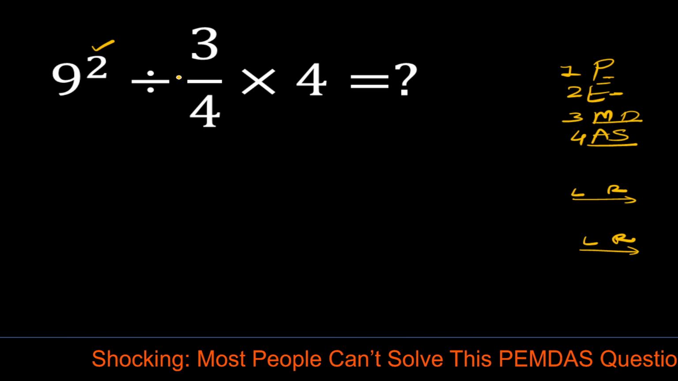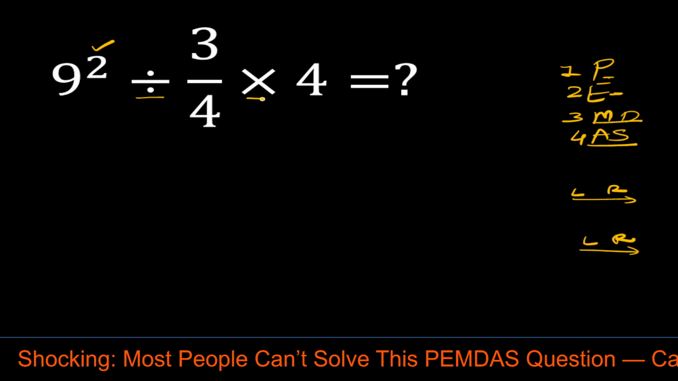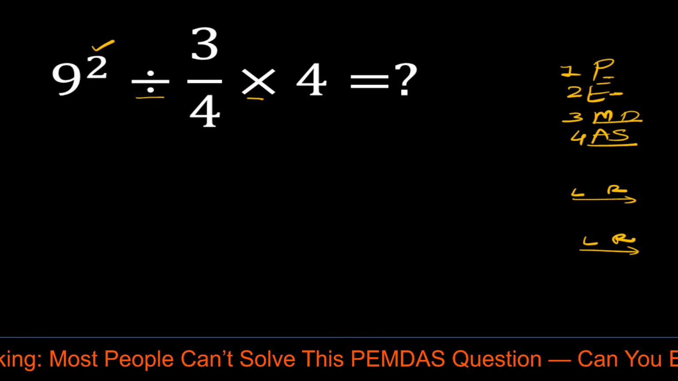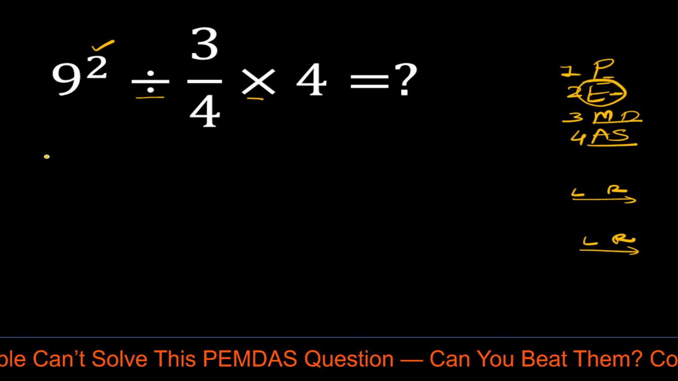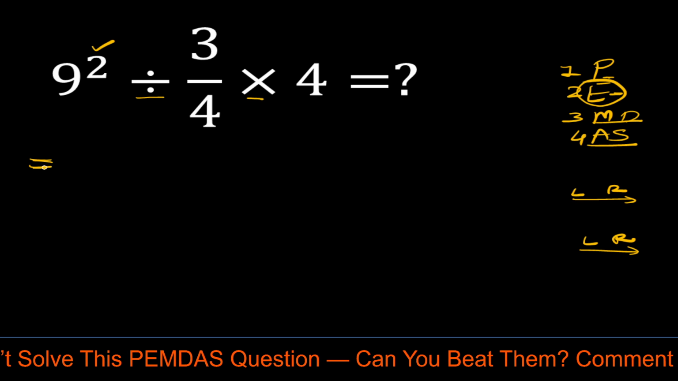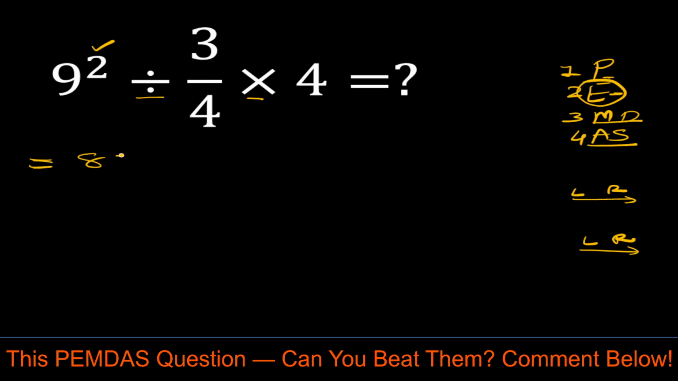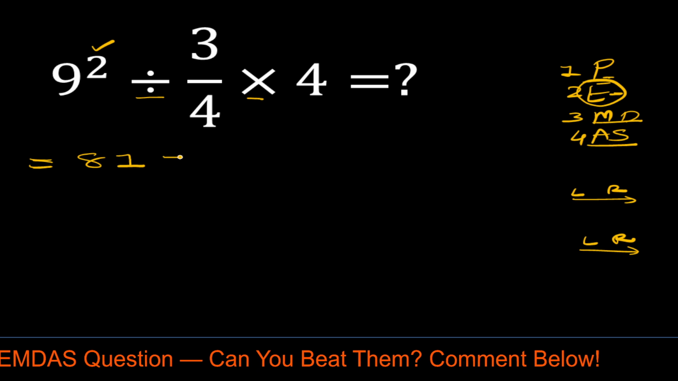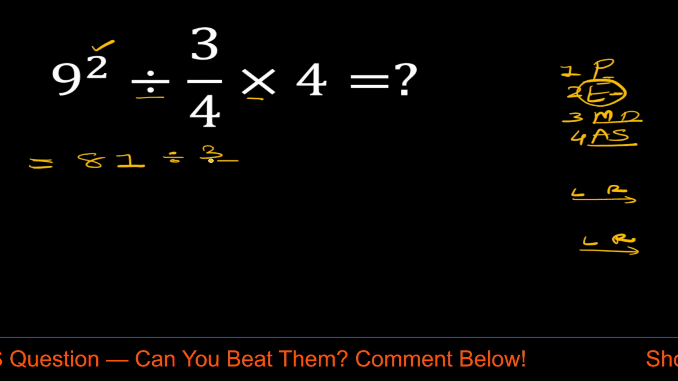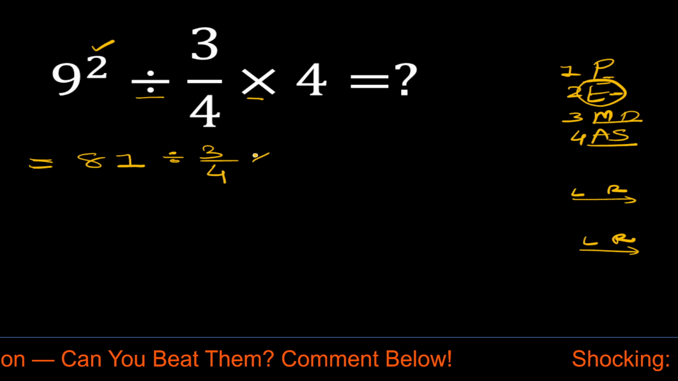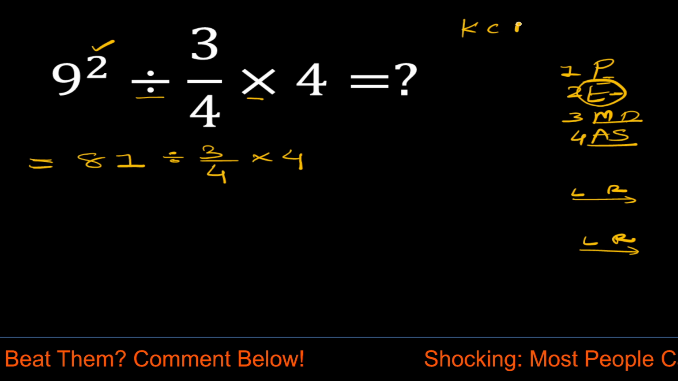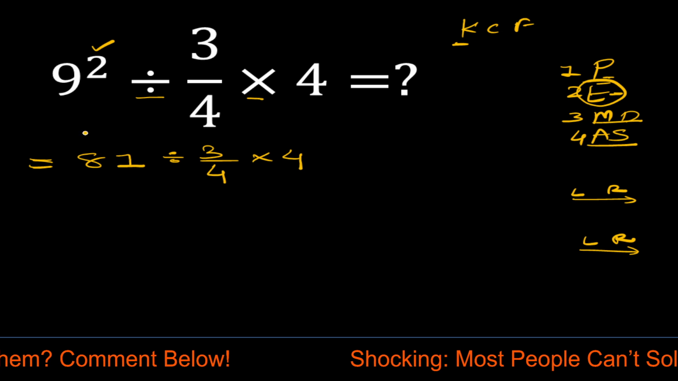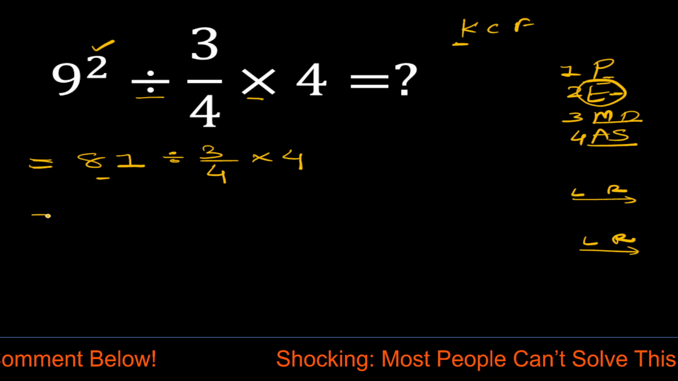So here we have one exponent, here division, and here multiplication. So according to PEMDAS, first we have to solve these exponents, right? So now 9 square is equal to 81, divide 3 upon 4, multiply 4.